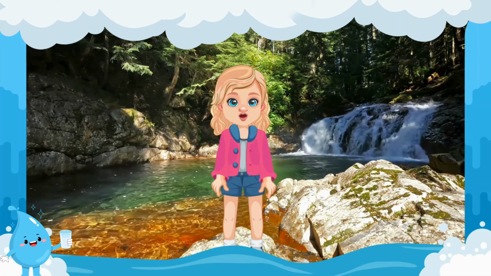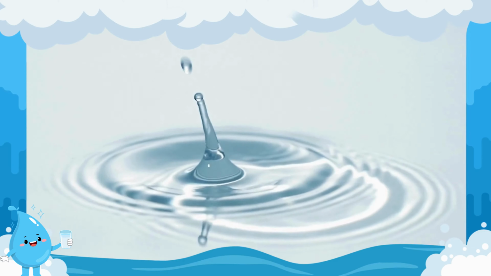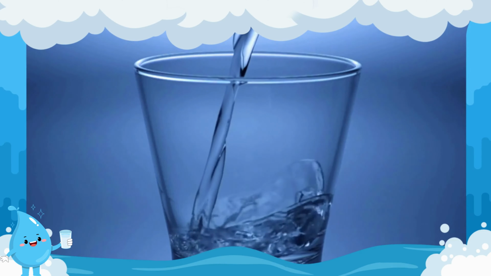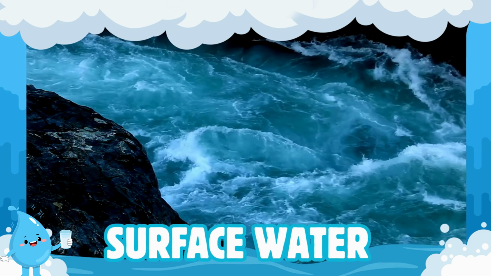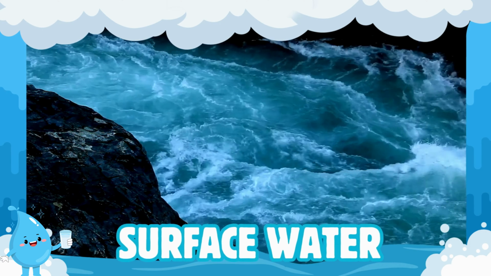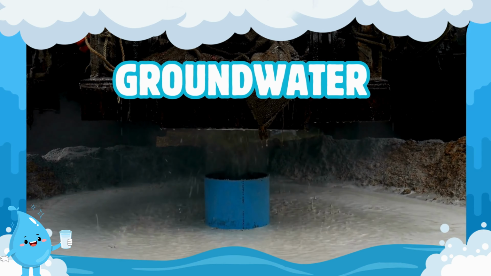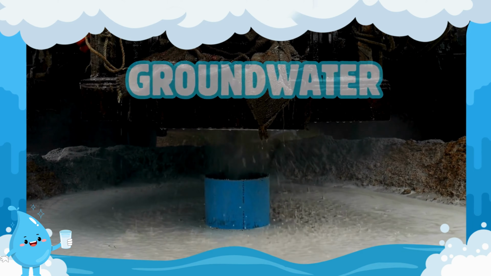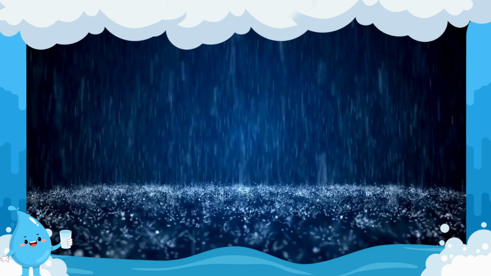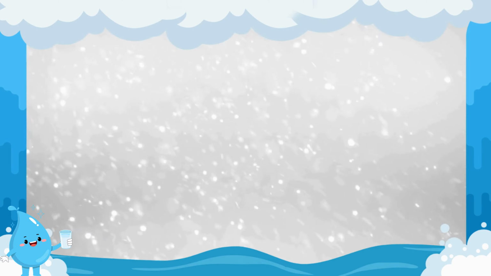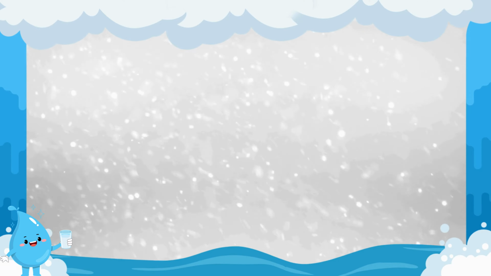So, let's get going. Our main sources of water for drinking, washing, and growing food are surface water, such as lakes, rivers, and oceans. Groundwater, which is found underground in the cracks and spaces of soil, sand, and rock, and lastly, collected rainwater. All of these sources depend on rain and snow falling on the Earth's surface.